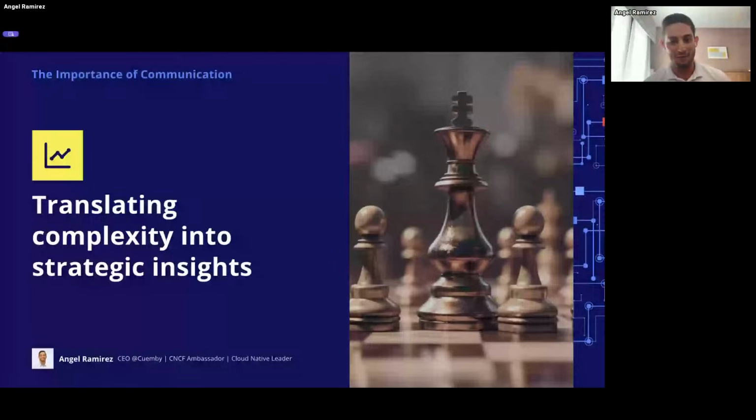I'm not saying that it got solved, but I used that technology complexity and basically made it more like a strategic insight, like a tool, in this case Kubernetes. Okay. So that was my first step into the communication side, right?